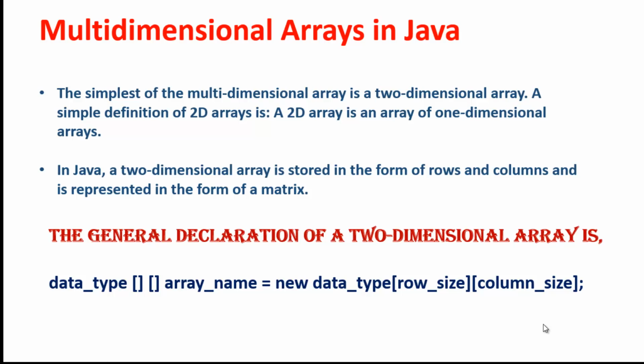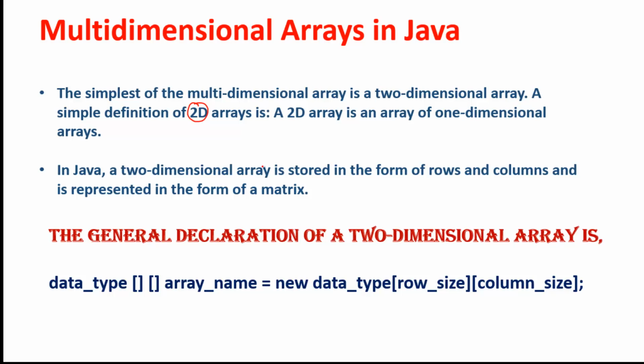Today, as promised, I'll discuss the multidimensional array. Mainly, I'll discuss the 2D array. The simplest of the multidimensional arrays is a two-dimensional array. A simple definition of a 2D array is that it is an array of one-dimensional arrays.